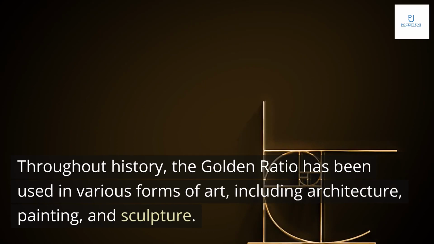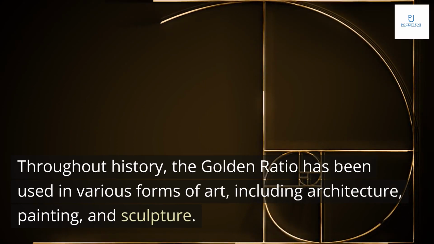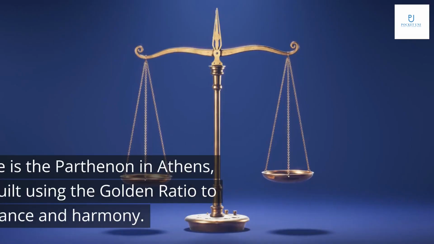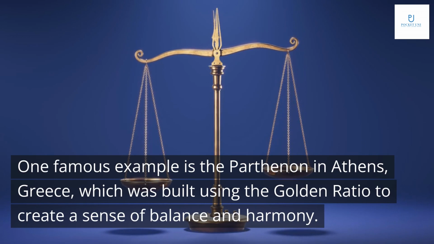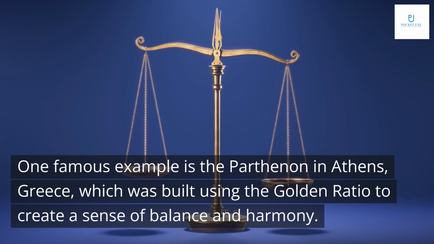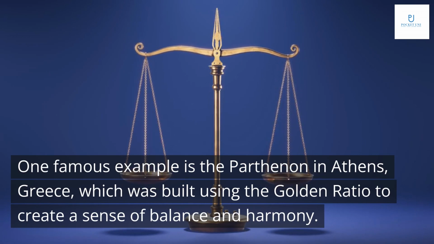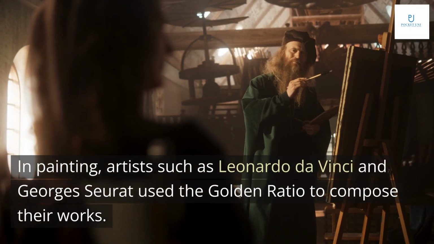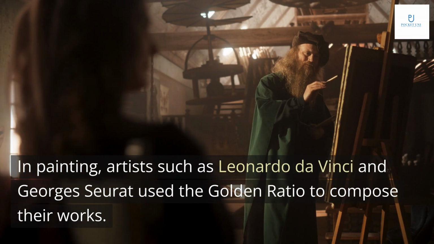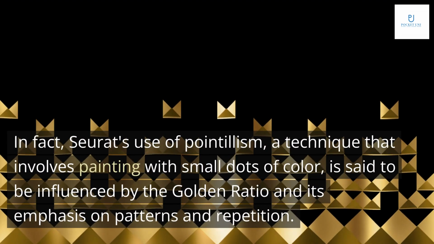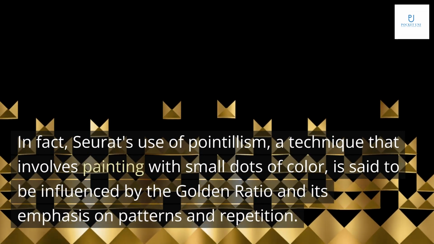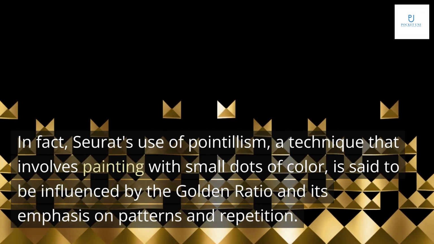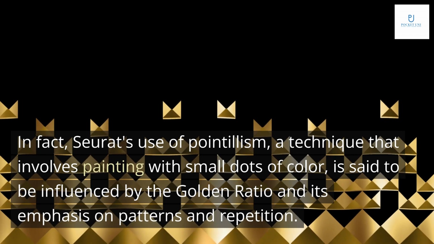Throughout history, the golden ratio has been used in various forms of art, including architecture, painting, and sculpture. One famous example is the Parthenon in Athens, Greece, which was built using the golden ratio to create a sense of balance and harmony. In painting, artists such as Leonardo da Vinci and Georges Seurat used the golden ratio to compose their works. In fact, Seurat's use of pointillism, a technique that involves painting with small dots of color, is said to be influenced by the golden ratio and its emphasis on patterns and repetition.